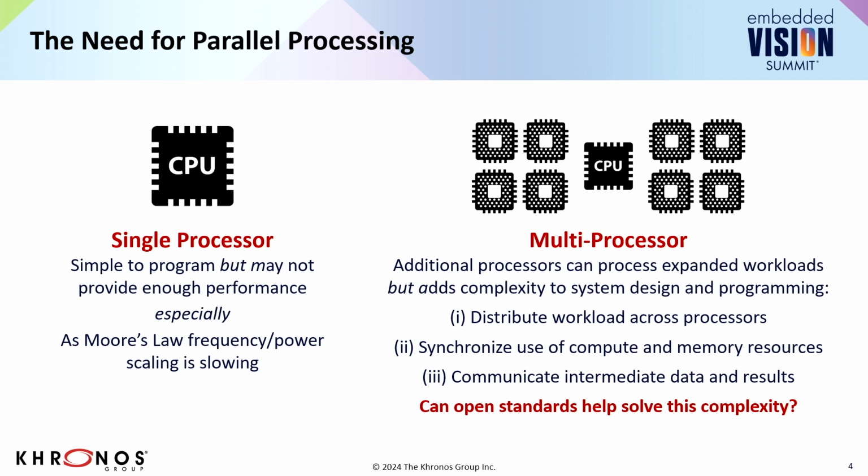So if you are developing an embedded vision system and a single CPU gives you all of the performance that you need, you're very lucky, because that's the simplest way to develop an application. But of course, Moore's law isn't proceeding quite as it was before, and the workloads, particularly with inferencing, are going up. And so increasingly, applications and systems need more processing than you can get out of a single processor. That means you need parallel processing. And that brings a whole bunch of complexity.